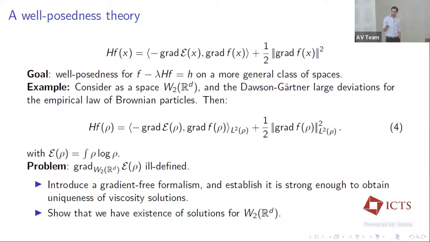Okay, so we want to create a gradient-free formalism so that I don't have to think about this. Establish it strong enough to get uniqueness for the Hamilton-Jacobi equation. And of course, then at the end, we somehow need to establish that this is a sensible framework and to establish that you actually also have existence, because otherwise it's useless.